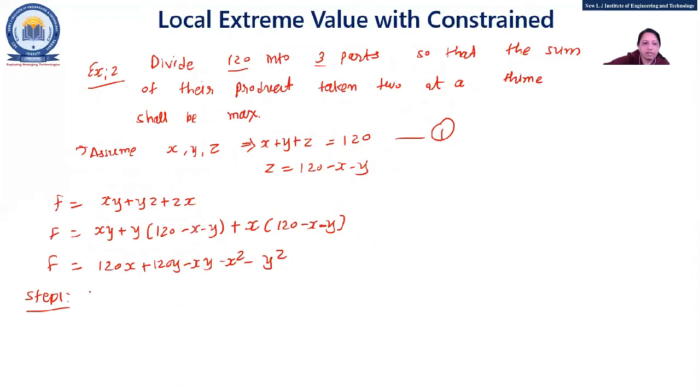We'll start with step 1, that is del F by del X equal to 0. So now what is del f by del x? Only these terms are supposed to be considered. So 120 minus y minus 2x equal to 0. And what about del f by del y equal to 0?